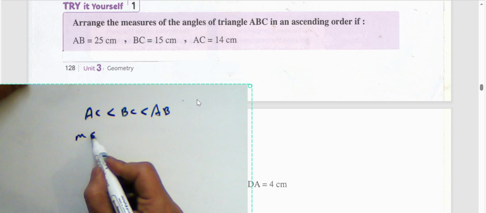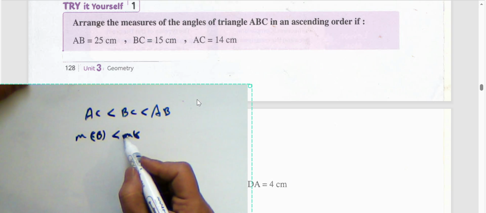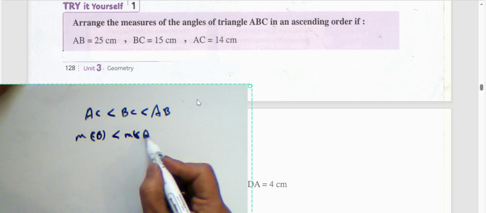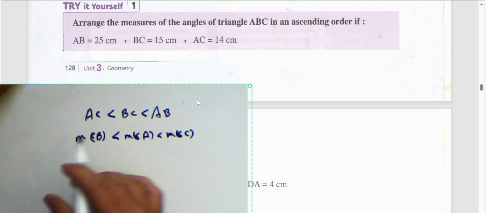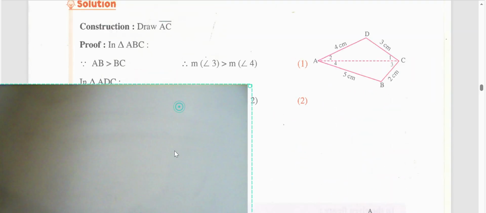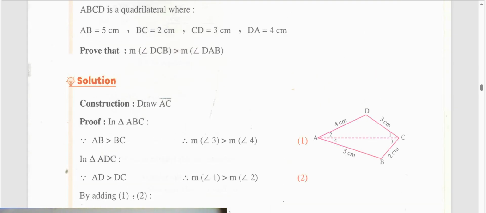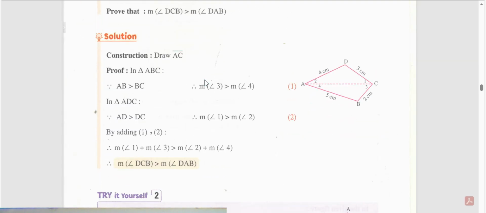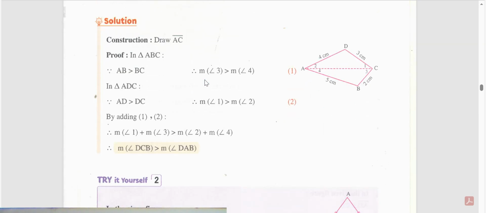EC is opposite angle B. The measure of angle B is less than the measure of angle what? What is the angle opposite BC? It will be angle E, less than; EB is opposite angle C. We arrange it here ascending from smallest to greatest. Next question. This question is solved. Okay, I will explain the next question down.